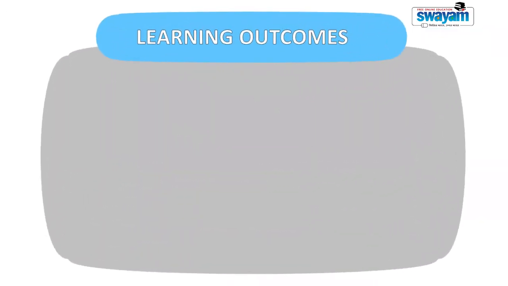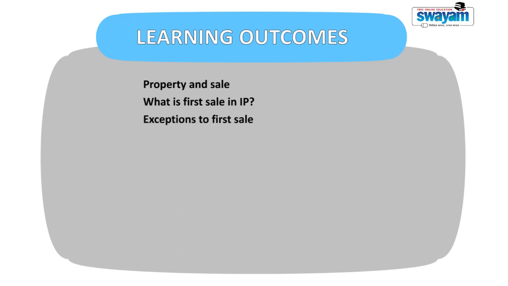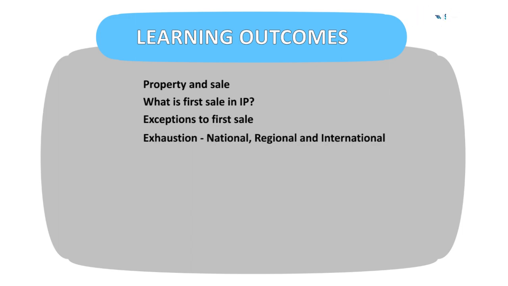Let me provide you a brief outline of the whole module that we are going to discuss in these 35 minutes. We'll start with the premise that property law envisages in relation to sale, and what it means to impose absolute conditions on sale, what it means to have the first sale doctrine in intellectual property law, different kinds of intellectual property involving patents, copyrights and trademarks, whether there are any exceptions to first sale, and what it would mean to have a regime of exhaustion, either national, regional or international.